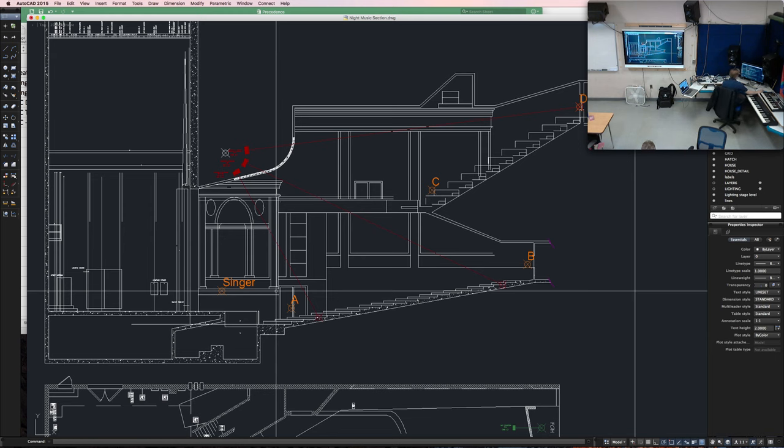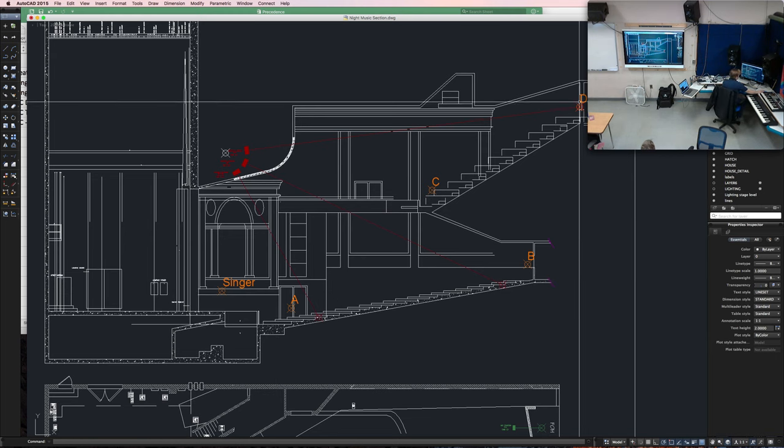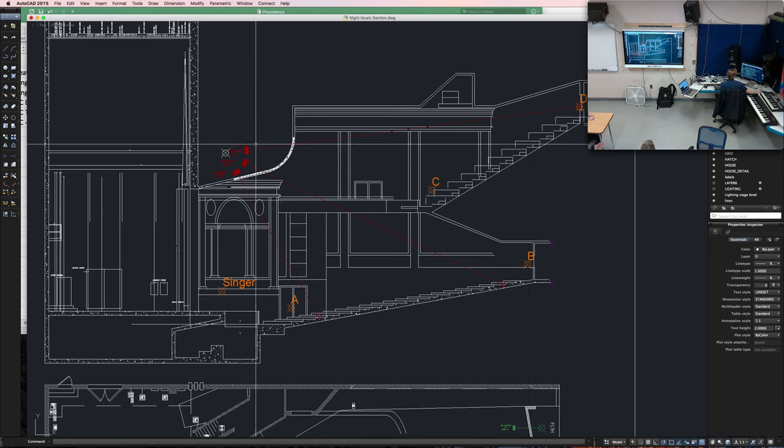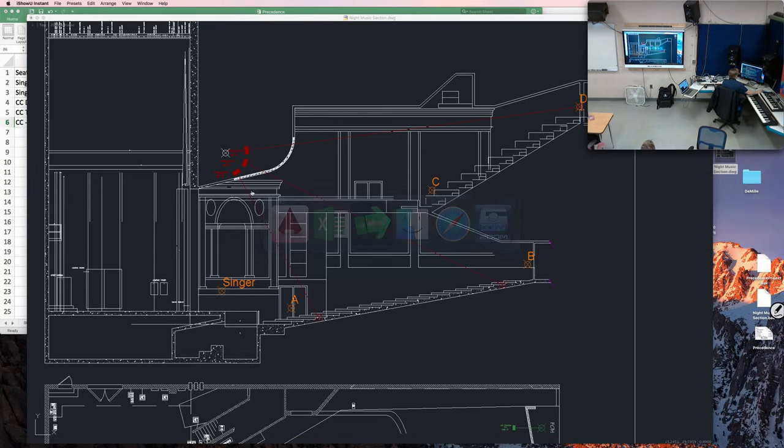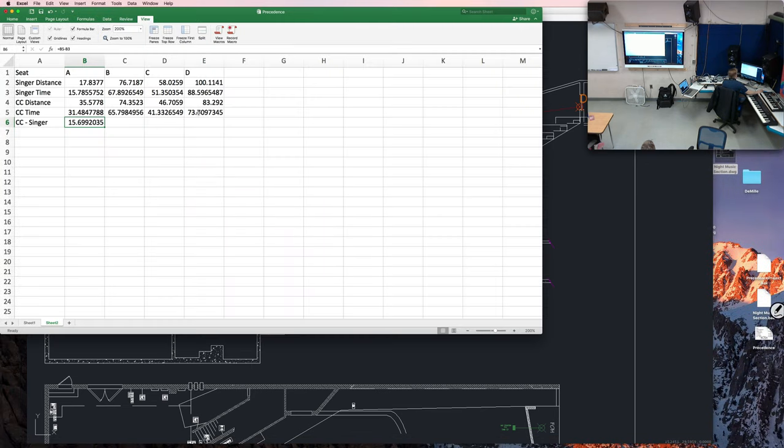Okay, not so clear here at the back row balcony. The singer and the center cluster are pretty close to the same distance away. The center cluster is 74 milliseconds and the singer is 88, so the singer's a little bit further away. So it's not going to quite work the same way. Let me just copy these over and we'll see.